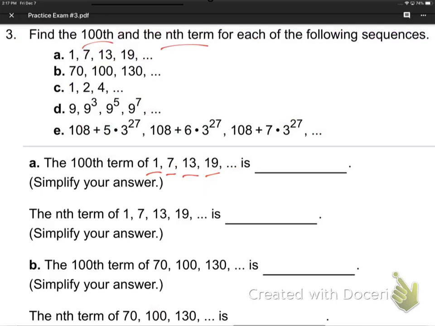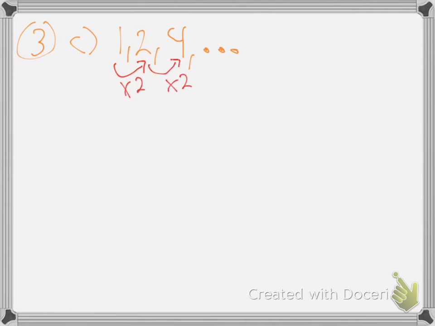Let's try part B. Part B, 70, 100, 130. That's the same thing, I'm going to skip it. Let's go to part C, 1, 2, 4. Now, what's happening from term to term here? Yeah, this is going times 2, times 2. So that makes it a geometric sequence.